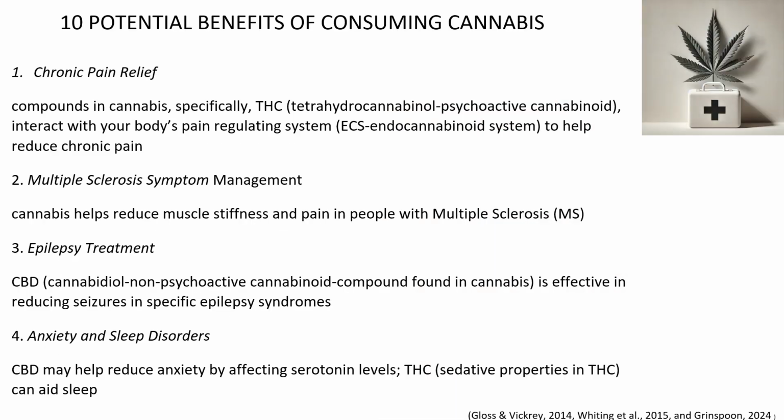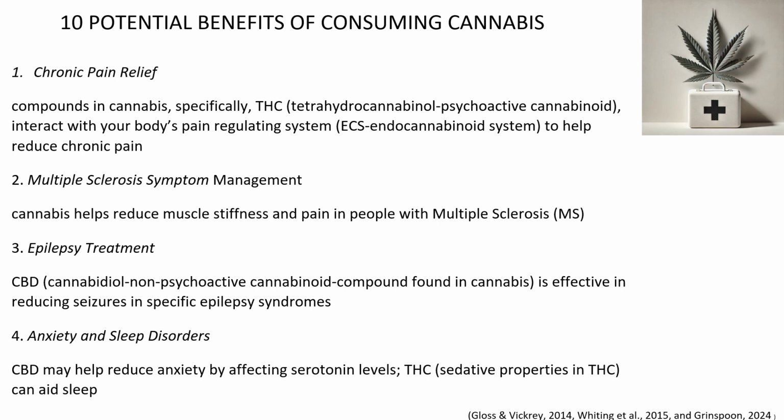10 potential benefits of consuming cannabis. Number 1, chronic pain relief. Compounds in cannabis, specifically THC, interact with your body's pain regulating system to help reduce chronic pain. Number 2, multiple sclerosis symptom management. Cannabis helps reduce muscle stiffness and pain in people with multiple sclerosis. Number 3, epilepsy treatment. CBD is effective in reducing seizures and specific epilepsy syndromes.